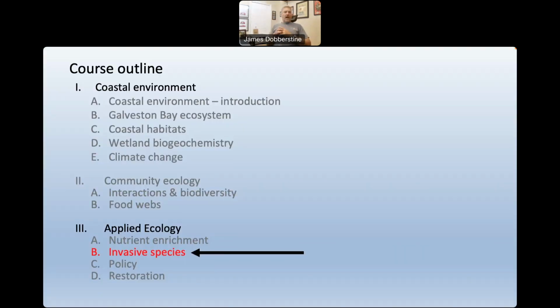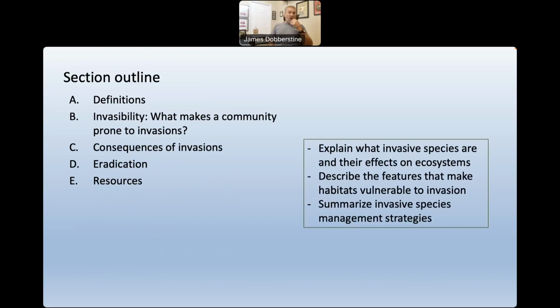So we are in the second section, part B of the applied ecology area of the course outline. And we're going to go through some definitions and talk about invasibility, consequences, eradication, so on. You should be able to explain what invasive species are and their effects on ecosystems when we're done. You should be able to describe the features that make habitats vulnerable to invasions, and you should be able to summarize invasive species management strategies. And I'm going to share with you some resources that you can learn more about that when we get to the end of this as well.